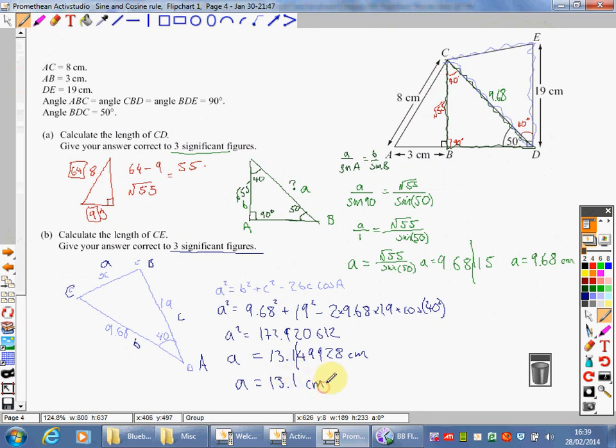Okay, job done. 13.1, looking at that, that was 9.8. It seems a bit long. Hopefully that's right. It's never exactly to scale. Okay, I'm going to leave it there.